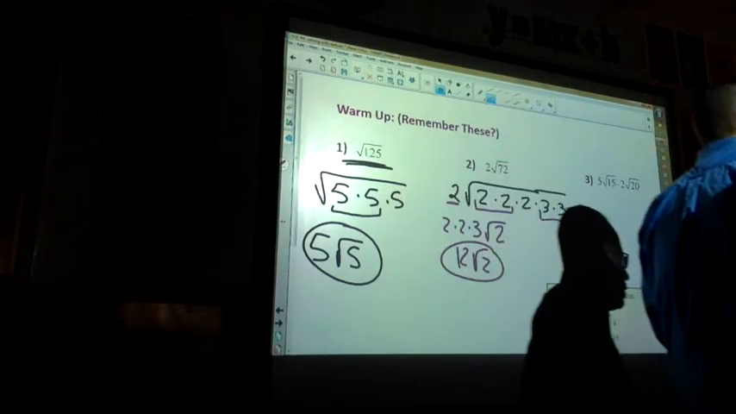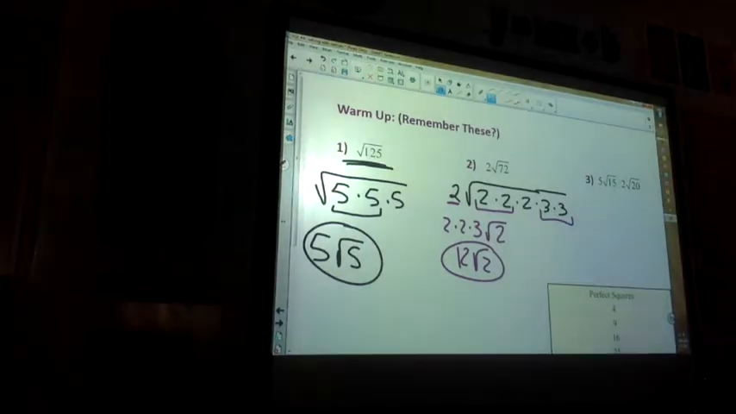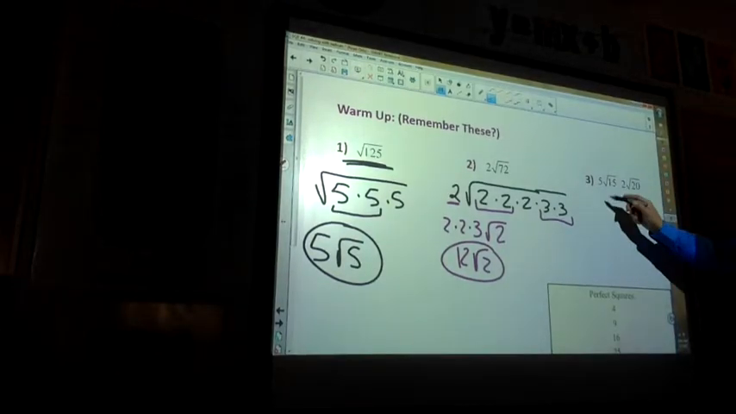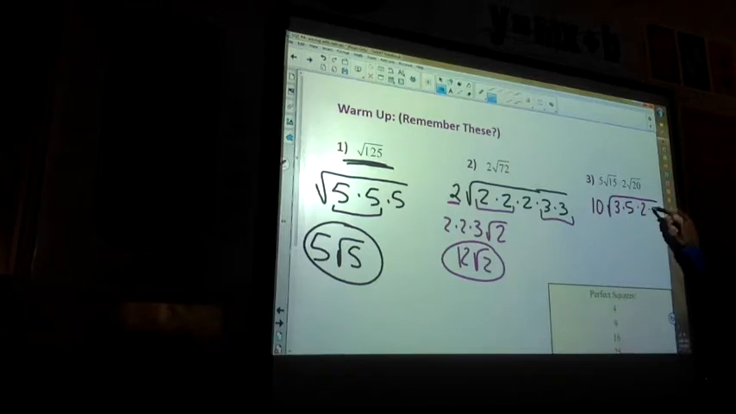Okay, number 3, I'm multiplying radicals together. So remember, I can multiply outside and outside and inside and inside. So I'll multiply outside, outside. That just gives me 10. But I think a better way to look at this is, let's break 15 down. That's 3 times 5. Let's break 20 down. That's 2 times 10. 10 is 2 times 5.